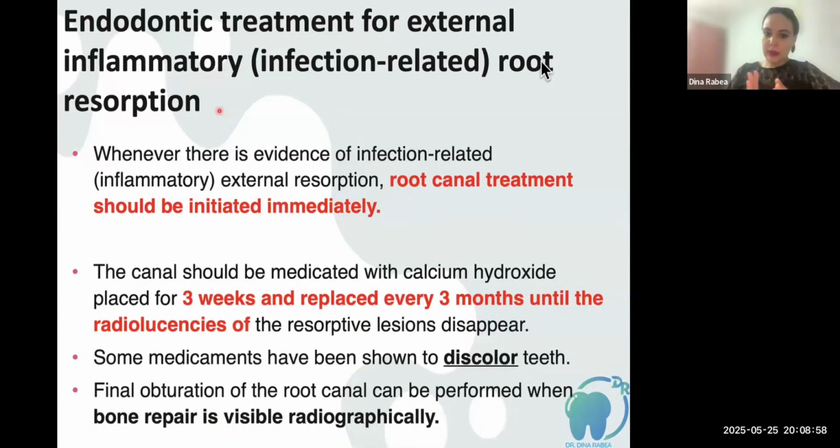We start with injecting calcium hydroxide for 3 weeks, and we shall replace it every 3 months until the radiolucencies of the resorptive lesions disappear completely, and then we can proceed with RCT with, for example, gutta-percha or MTA or whatever. Also, the guidelines suggest that we always keep the calcium hydroxide below the level of the cervix, below the crown, because these medicaments cause discoloration to the crown of the teeth, and this is an aesthetic zone.